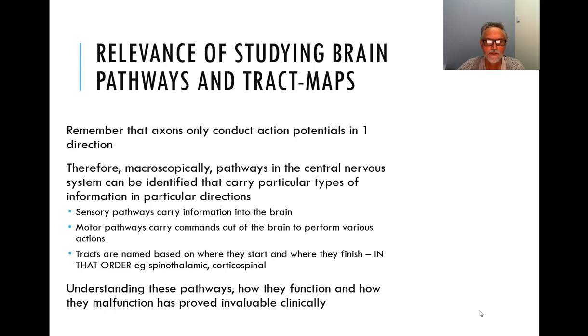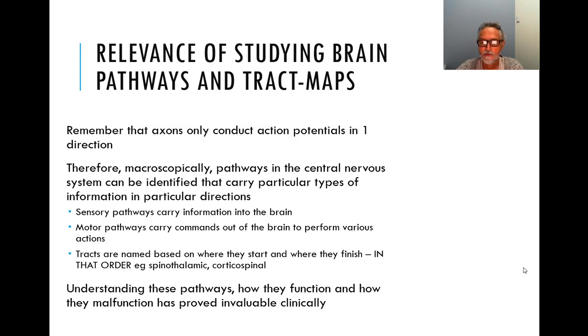Okay, so that gets us to this next slide, which is: what is the relevance of studying brain pathways and track maps? The significance is, first of all, that axons are only conducting action potentials in one direction. So when we're looking at maps, it's like a one-way system through the brain. And so we can classify our pathways through the brain and through the central nervous system as sensory or motor.